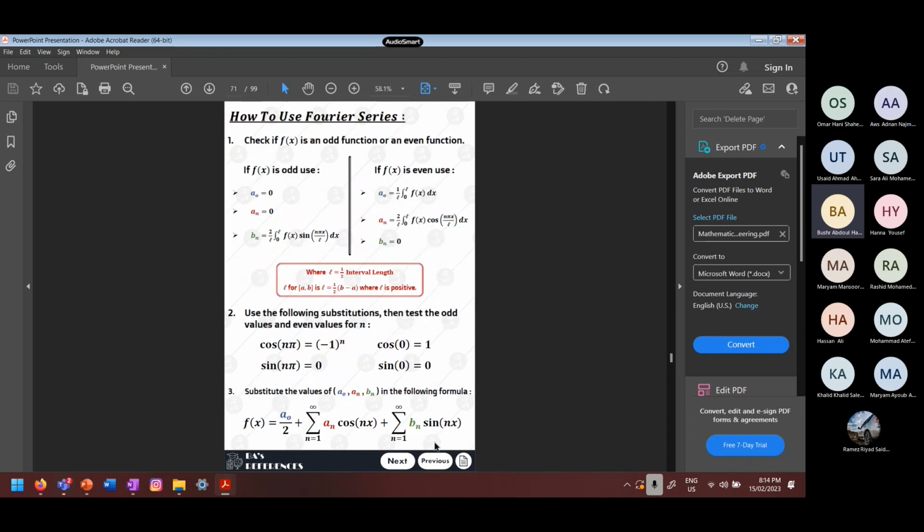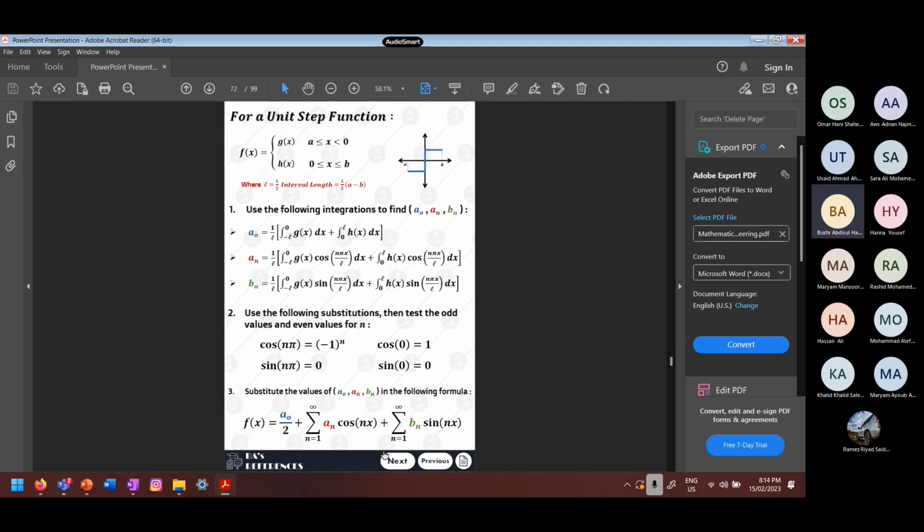If you mean 2 over L, I personally do not advise you to use it. 2 over L is useful only if you're finding the Fourier series of a certain function, not a compound function. We always use 1 over L. It's better for you.